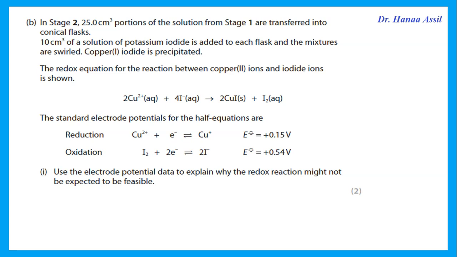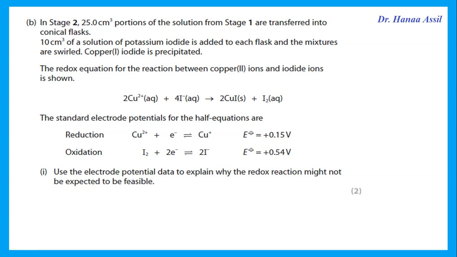In stage 2, 25 centimeter cubed portions of the solution from stage 1 are transferred into conical flasks. 10 centimeter cubed of a solution of potassium iodide is added to each flask. Copper(I) iodide is precipitated, so I get a precipitate. The redox equation is shown, and he gives me the standard electrode potentials for these reactions. Now use the electrode potential data to explain why the redox reaction might not be expected to be feasible.